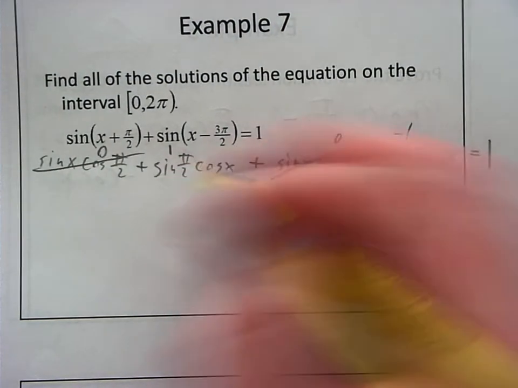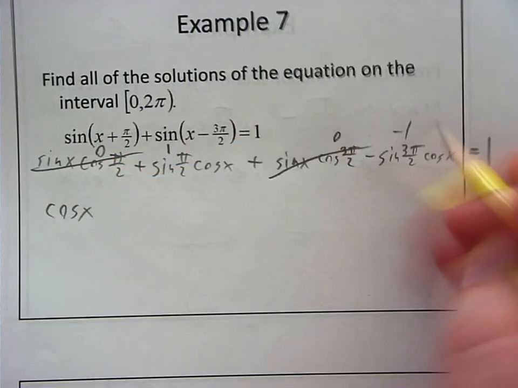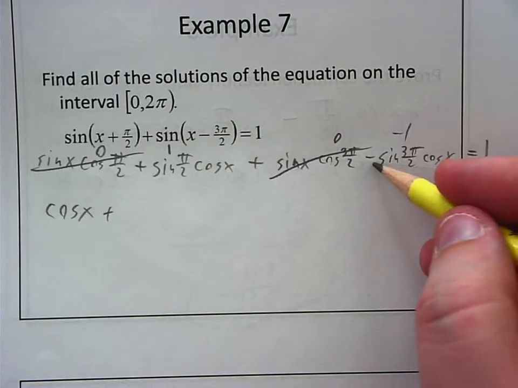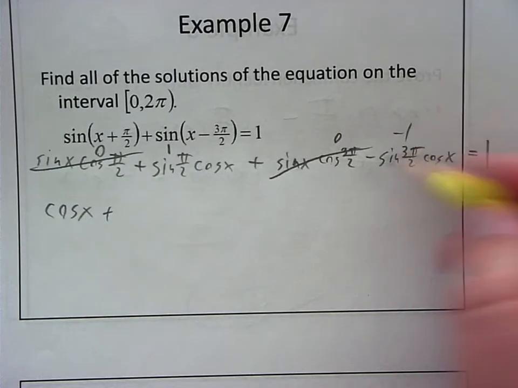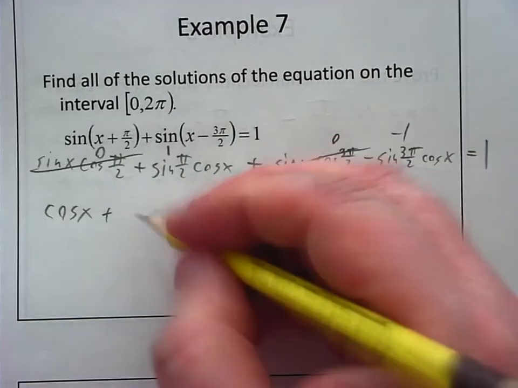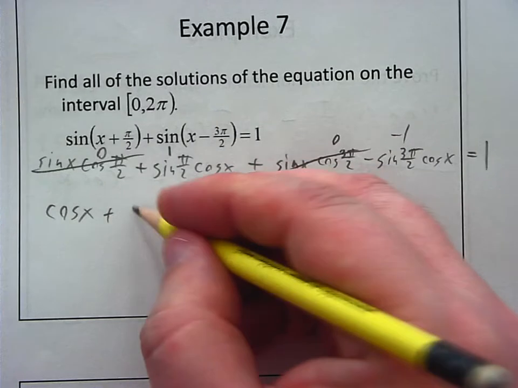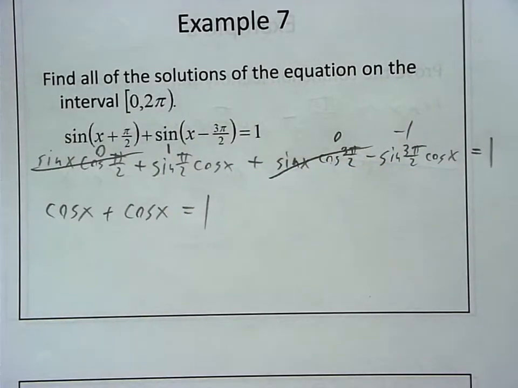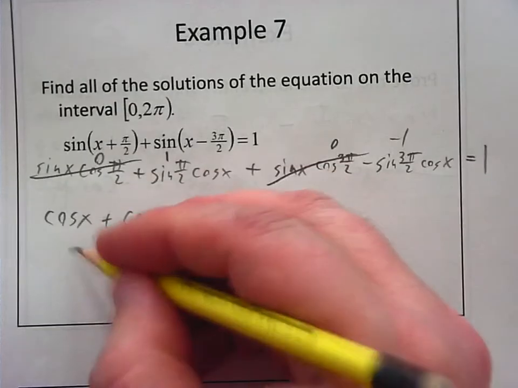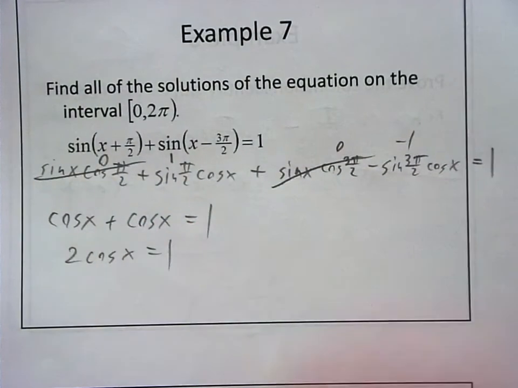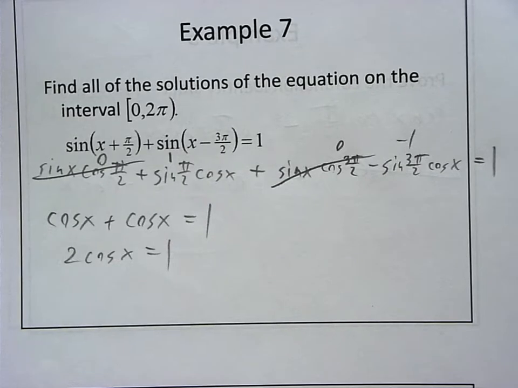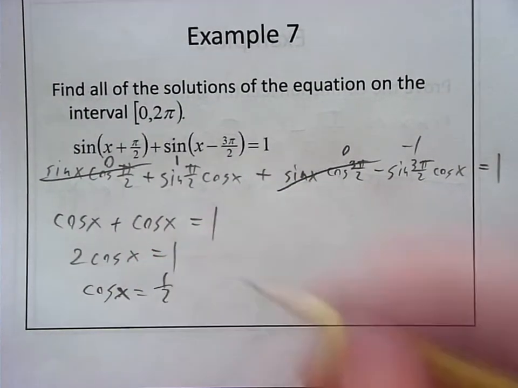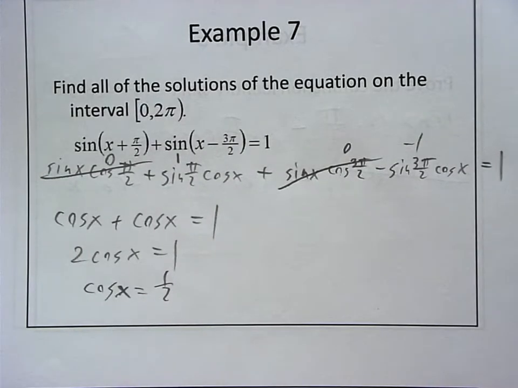What I actually have is 1 times cosine of x plus minus, and this is where you've got to make sure you keep track of everything, minus a negative 1 times cosine. So that's going to be plus a positive cosine of x is equal to 1. Cosine of x plus cosine of x is 2 cosine of x. So then if I want to solve, I'm going to divide by 2. And then inverse cosine, or just pause and think for a second.